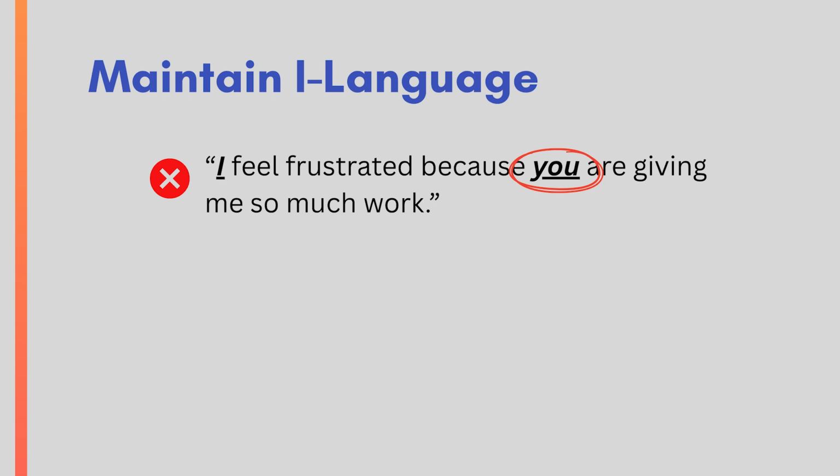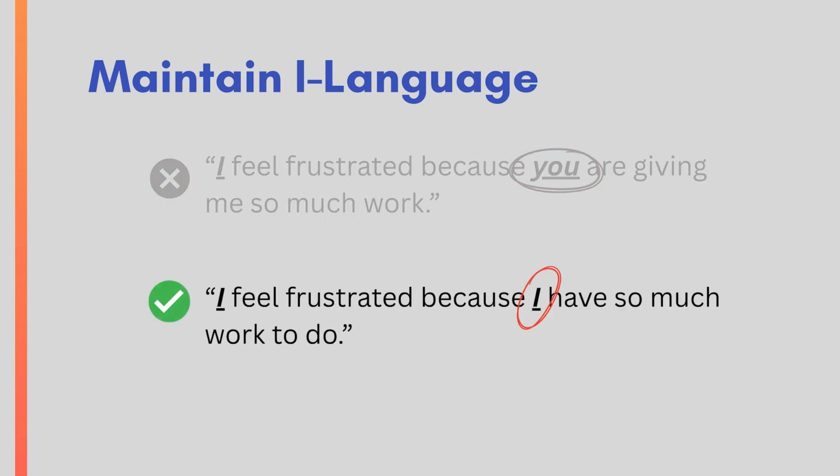One of the most challenging parts of using I language is not to slip back into using you language in the second half of these statements or in these conversations. And this takes a little bit of work. But for example, instead of saying, I feel frustrated because you are giving me so much work, which clearly slips back into you language, the goal is to maintain I language through the rest of the sentence by saying, I feel frustrated because I have so much work to do.